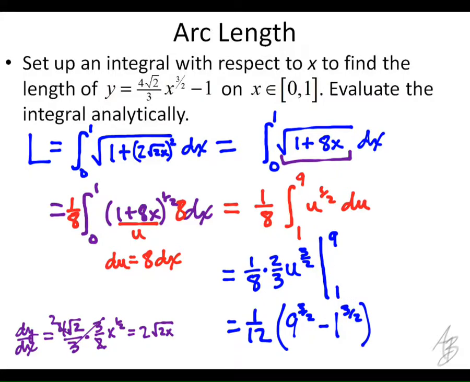9 to the 3 halves would be what? Square root of 9 would be 3, and then 3 to the 3rd power would be 3 times 3 times 3, 27. So this is going to be 27 minus 1, so we get 26 over 12, which is the same thing as 13 over 6.